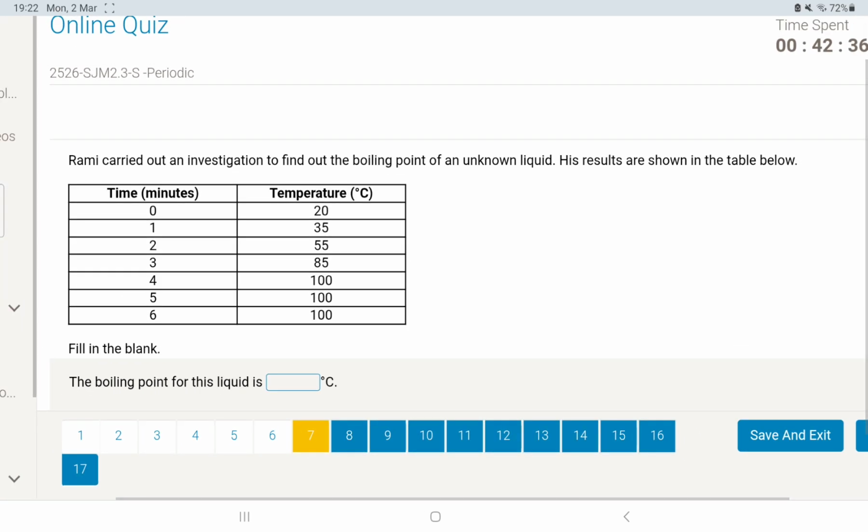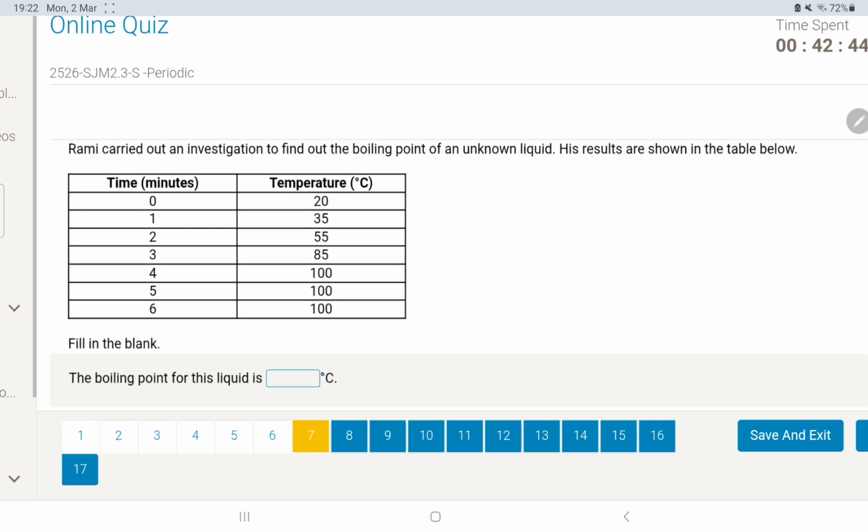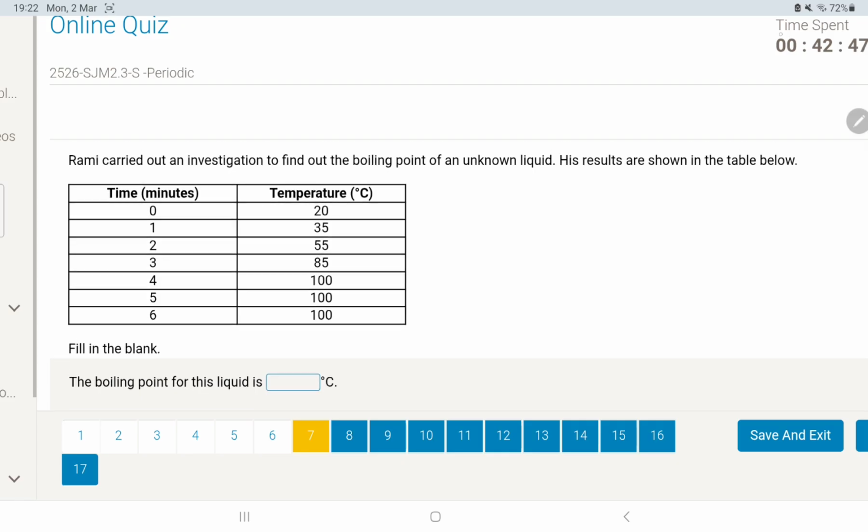Here, Rami carried out an investigation to find out the boiling point of an unknown liquid. His results are shown in the table below. Now guys, this is actually really easy. First, we need to find the liquid. Do we know what it is? No. Let's see. The boiling point of a liquid is... Now guys, how do you know the boiling point? You might be asking yourself that. The boiling point is when you see the same number 2 or more times.